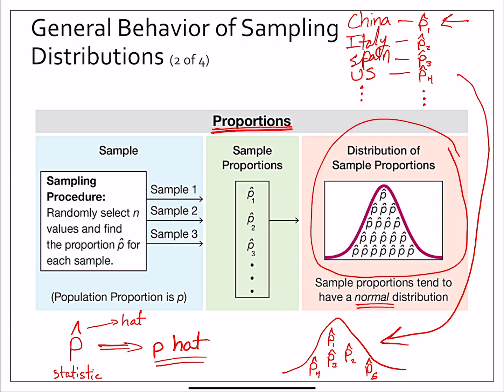If we want the population, we take off the hat and we just have P. So the population proportion is just P. The sample proportion is P hat.